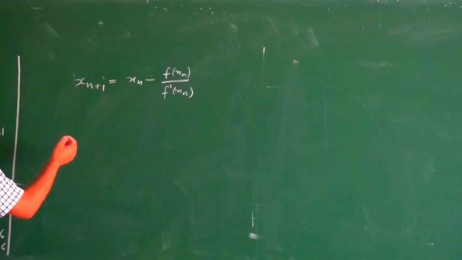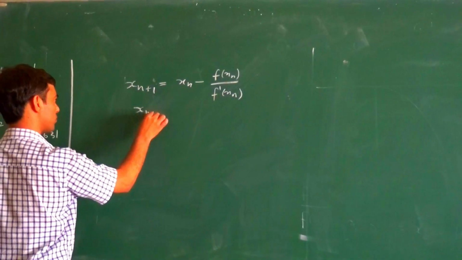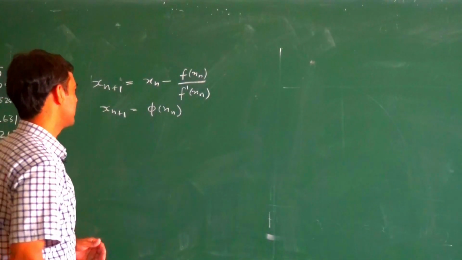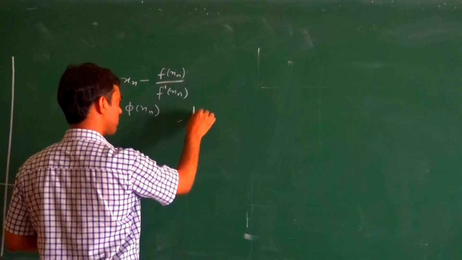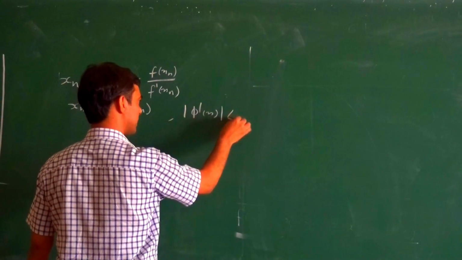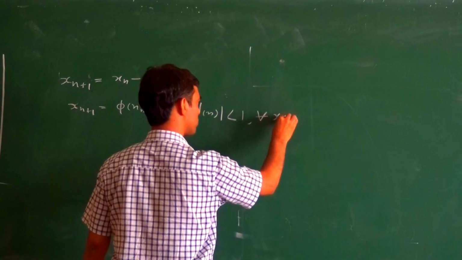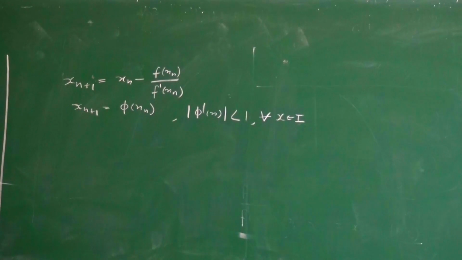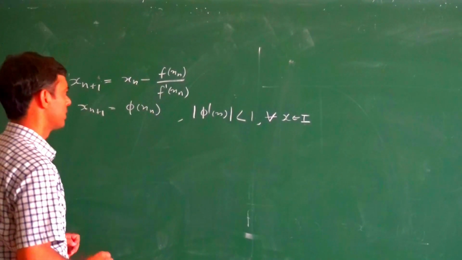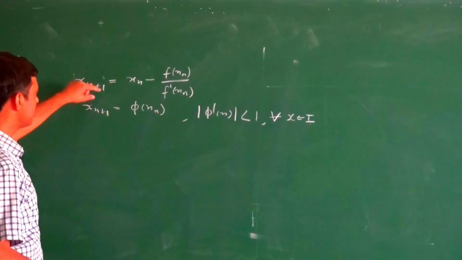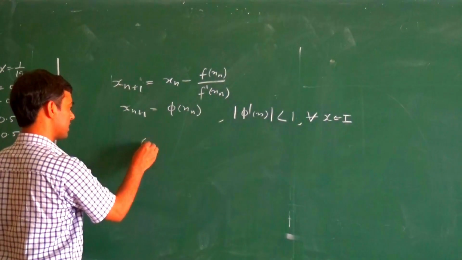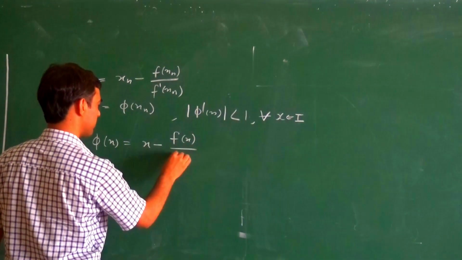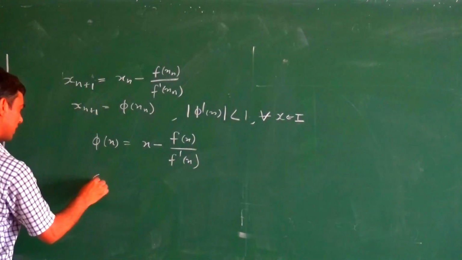Now, as we know, in the general iterative scheme xn plus 1 equal phi of xn, if mod of phi dash x is less than 1 for all x belonging to I, a closed interval in which our approximate or exact real root lies. So if we compare this iterative scheme with that one, what is the value of phi x? Phi x equal x minus f of x divided by f dash x. Now what is the value of phi dash x?